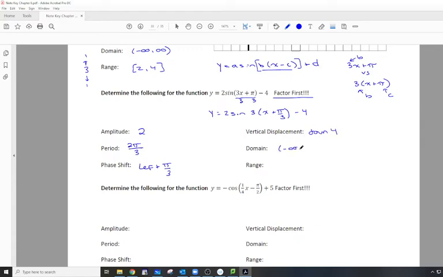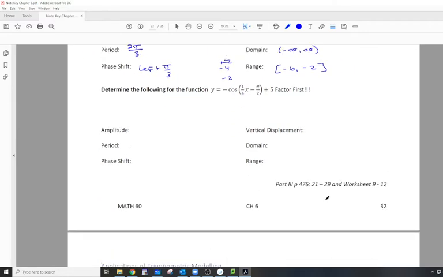Domain is negative infinity to infinity. And the range is vertical displacement up and down your amplitude. So your d is minus 4. You're going to go up 2 and down 2. So it goes down to negative 6 and up to negative 2. And that is everything. So now what I want you to do is try this one.